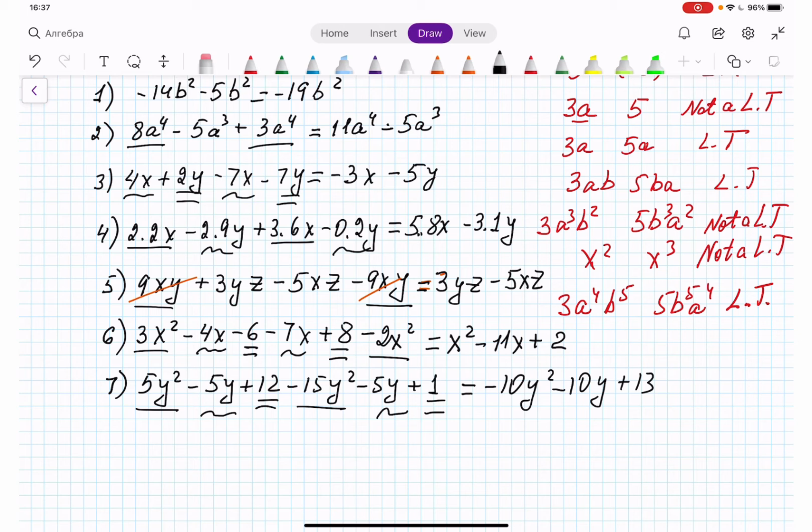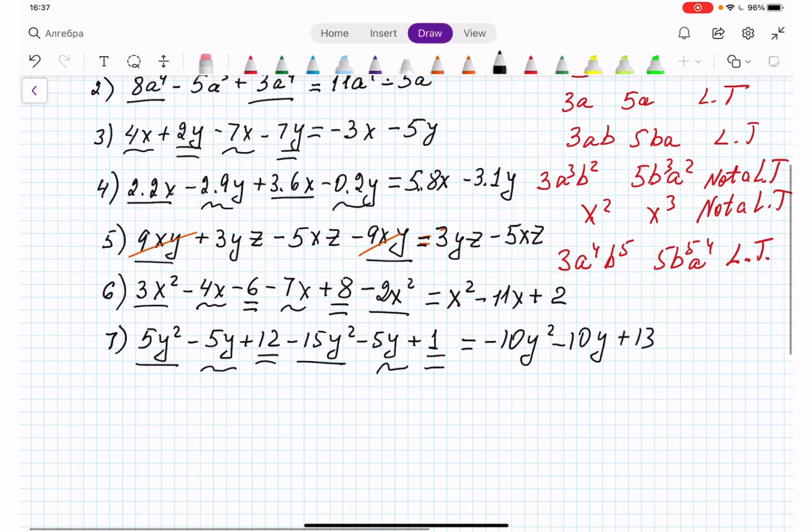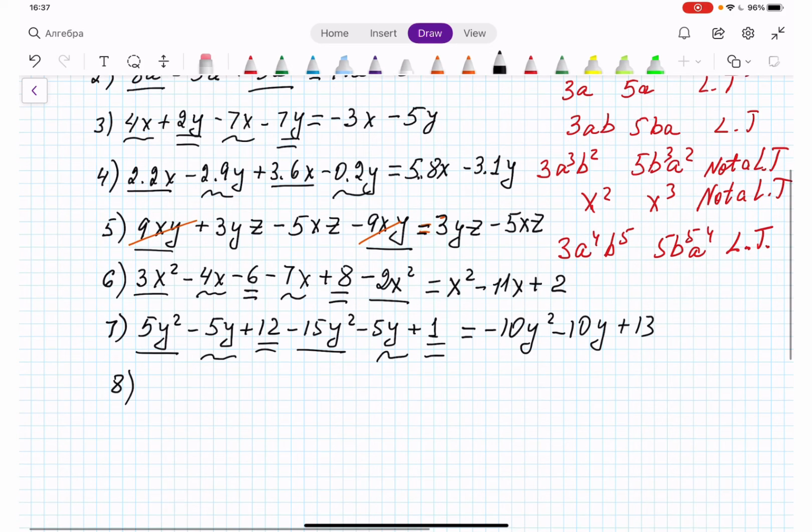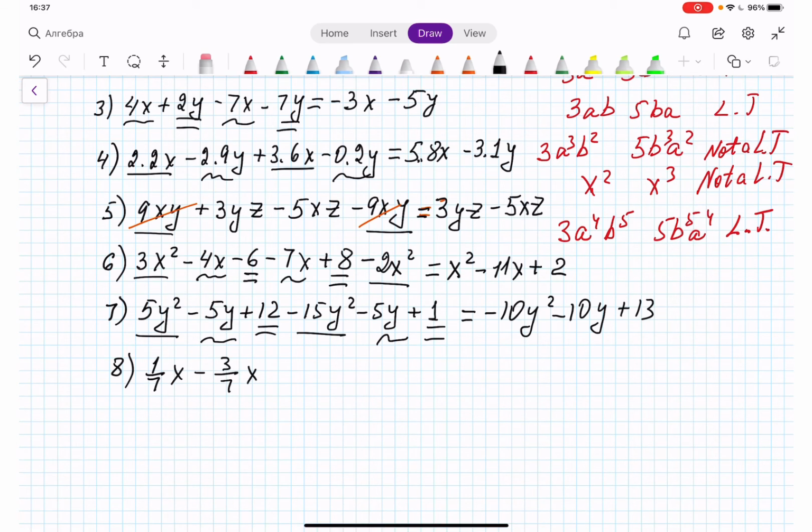Question number 8. So 1 over 7x minus 3 over 7y, I'm sorry, minus 3/5 x plus 6 over 17y.